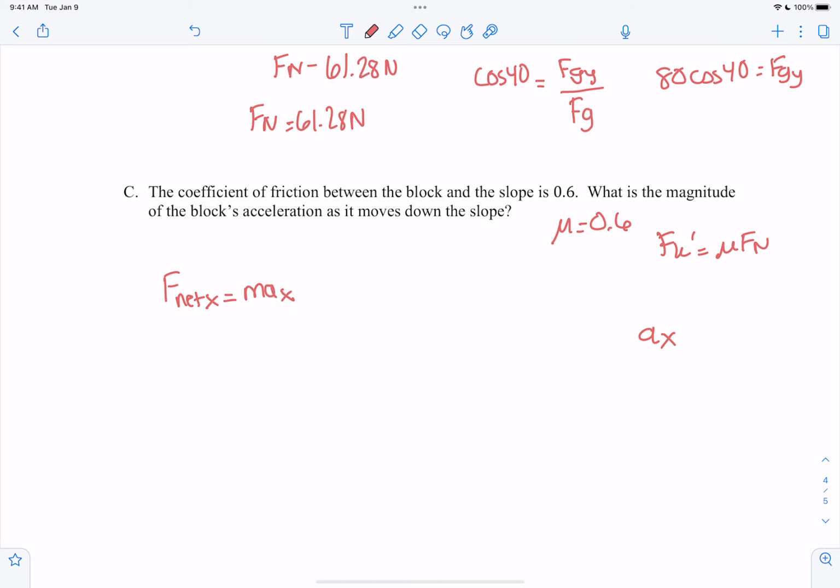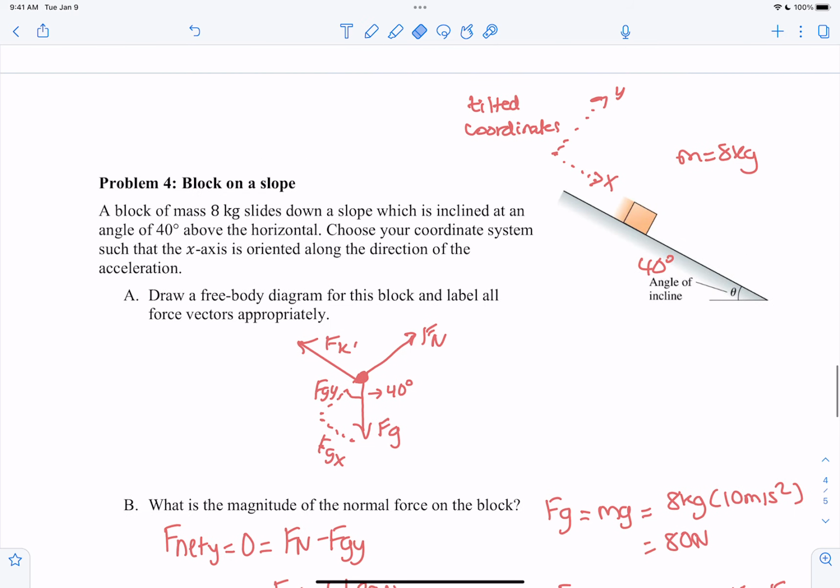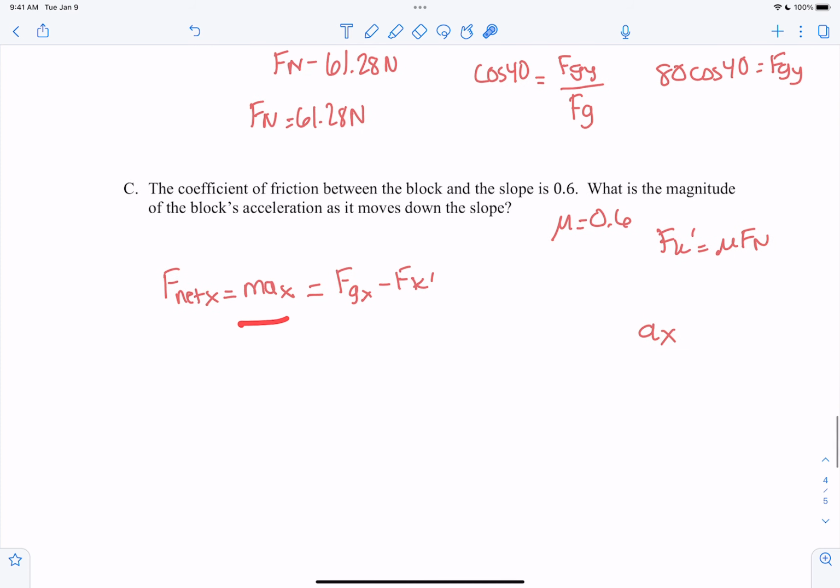So that's max. And then that would be equal to your FGX minus your FK prime, right? So we have to think about FGX along the positive tilted x-axis, subtract that FK prime along the negative x-axis, and that gives us our max, right? Our net force, mass times acceleration for the x direction. And we have the mass of the box, so we can just figure out the acceleration in the x direction because we can figure out FGX as well using trig, and we have FK prime, we can figure that out using the values given in the problem here.